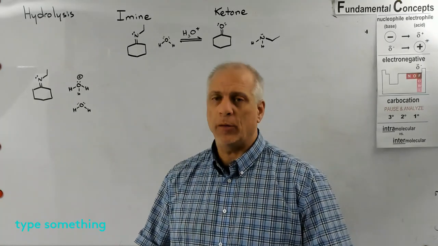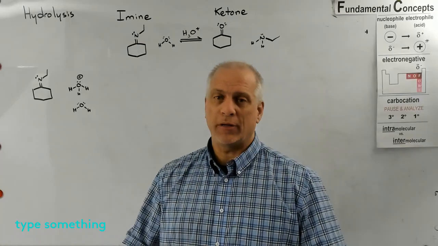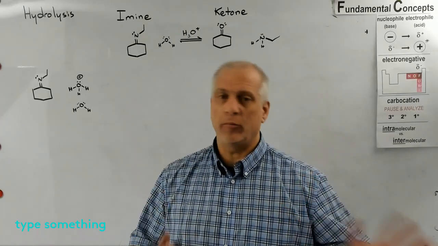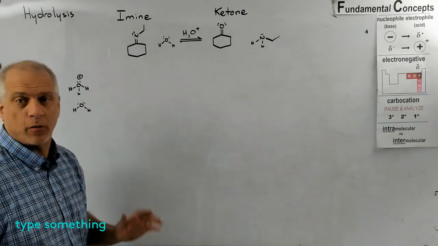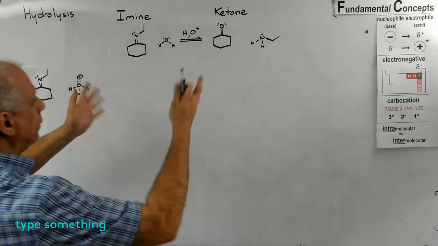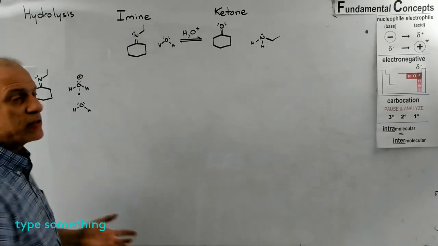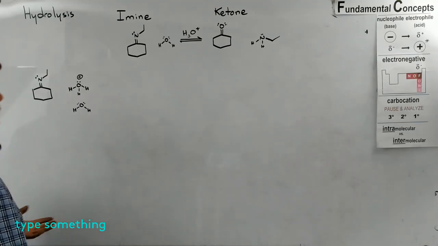In this video clip, we'll take a look at the hydrolysis of an imine to form a ketone. Now this is an equilibrium reaction. An imine is a carbon-nitrogen double bond, a ketone a carbon-oxygen double bond, and they're going to be interchangeable in the presence of water and acidified water. So let's take a look at this mechanism.